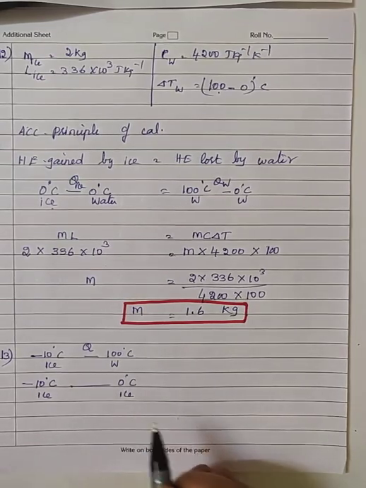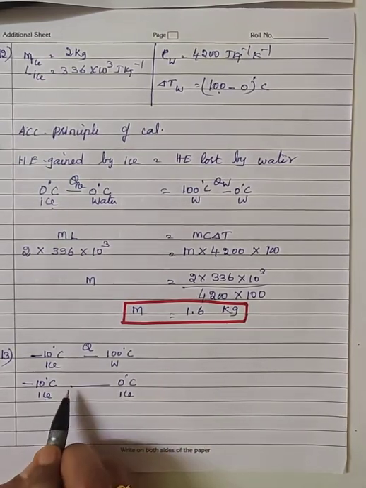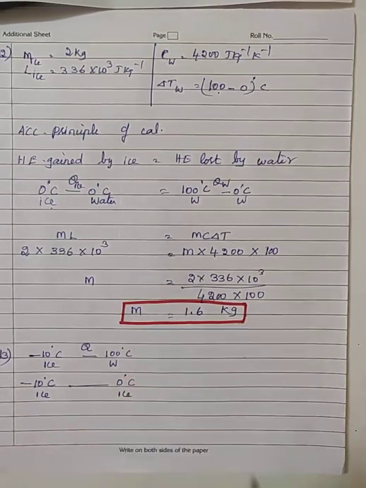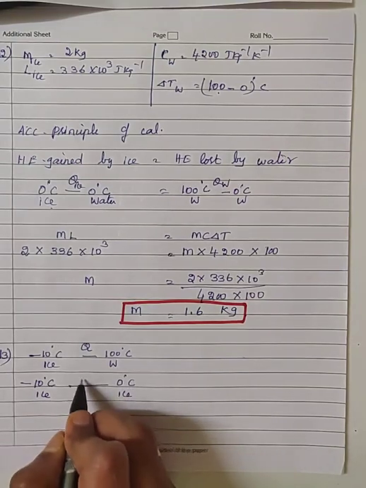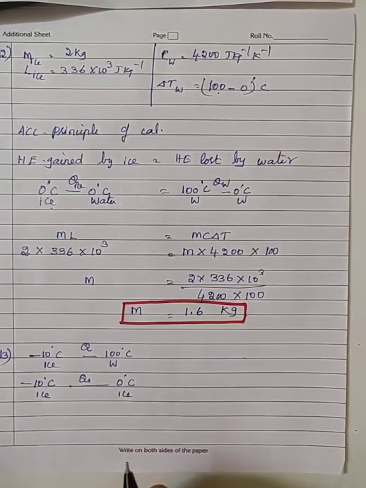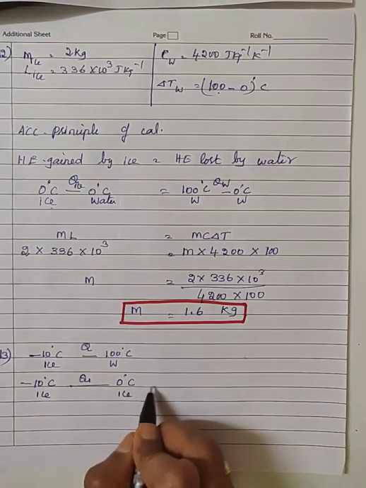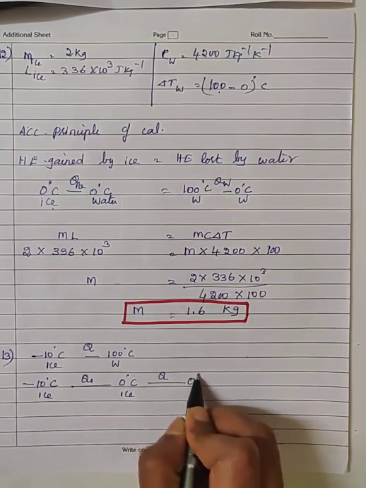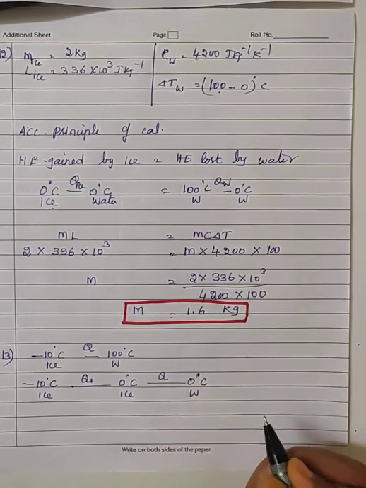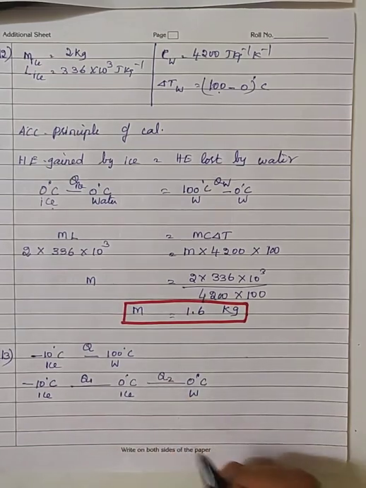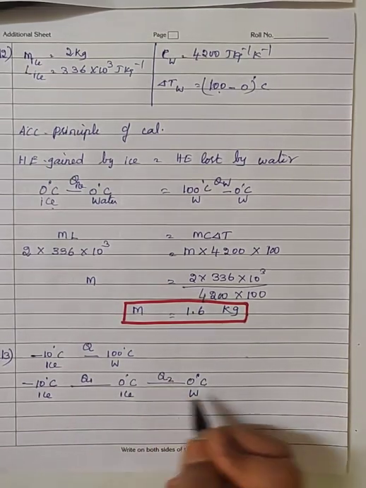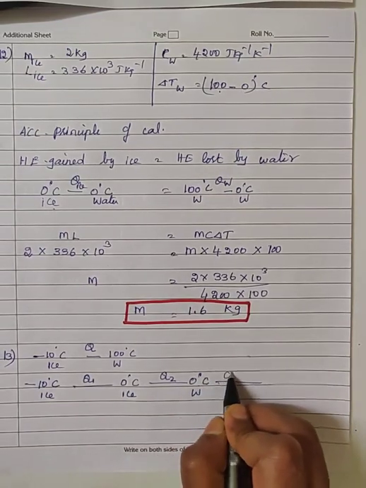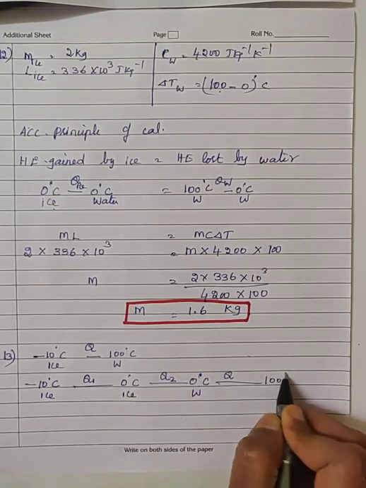0 degrees Celsius is the maximum temperature of ice. So initially, ice at minus 10 degrees Celsius will absorb some amount of heat energy to rise its temperature up to 0 degrees Celsius. Let me take the amount of heat energy absorbed in this process be Q1. Next one, 0 degrees Celsius of ice will absorb some amount of heat energy to convert itself completely into water. So here I take Q2 is the amount of heat energy absorbed for this change of phase or melting of ice.